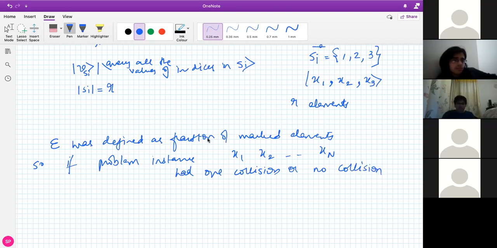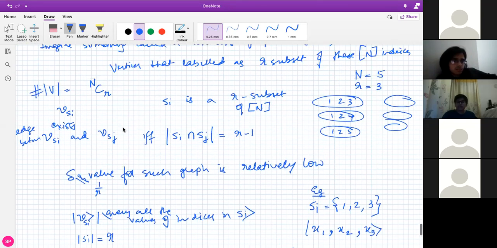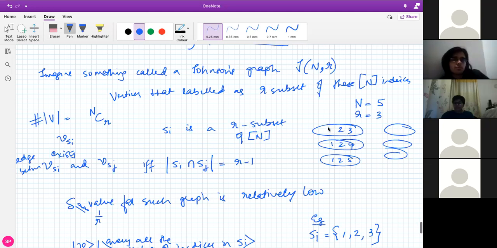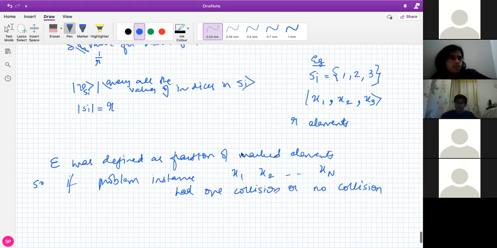Oh yeah, I forgot to tell you. I'm going to do one more thing: I will call these vertices marked if they have a collision within them. My vertices are going to be R subsets of these indices, and I'm going to query them at one point where I'm explicitly going to get the values of all R elements. Now, if there exists a collision in my input instance, that means there will be a collision in one of these vertices, because it will be present in some subset of n, which means it will be present in one of the vertices. And whichever vertex it's present in, I'm going to mark it.